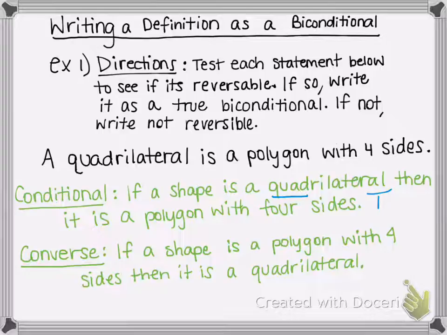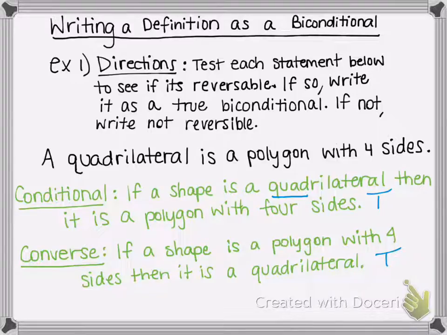So the converse, if a shape is a polygon with 4 sides, then it is a quadrilateral. So what that's saying is every polygon that's 4-sided is going to be a quadrilateral, which is true because, I mean, you're probably thinking of a bunch. Square, rectangle, rhombus, trapezoid, they're all 4-sided polygons, and they're all quadrilaterals.